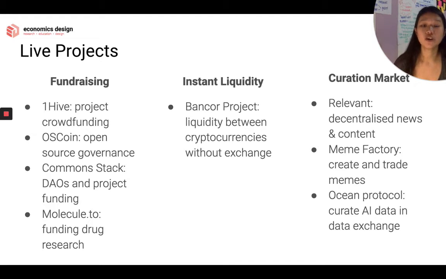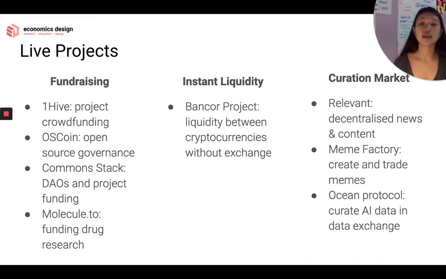For instant liquidity, right now we just have the Bancor project, which provides liquidity between different cryptocurrencies without an exchange. The cryptocurrencies we're talking about can be very heavily traded ones, but for those you can also go to an exchange because they're very easily traded. With the Bancor project, basically you want to provide liquidity for projects that are not traded so much. We don't have so much demand on exchanges, and Bancor comes in to solve that using the liquidity. We're going to talk about that in one of the sessions.